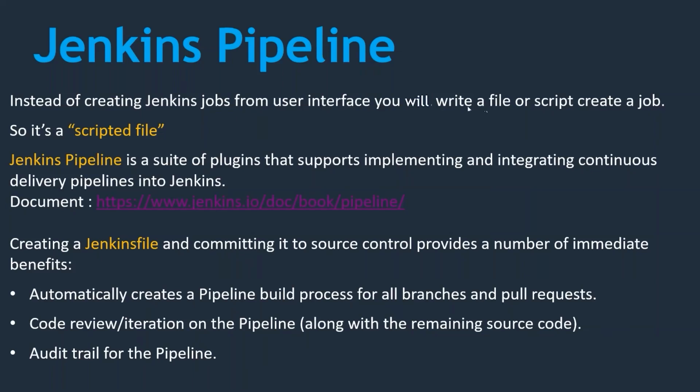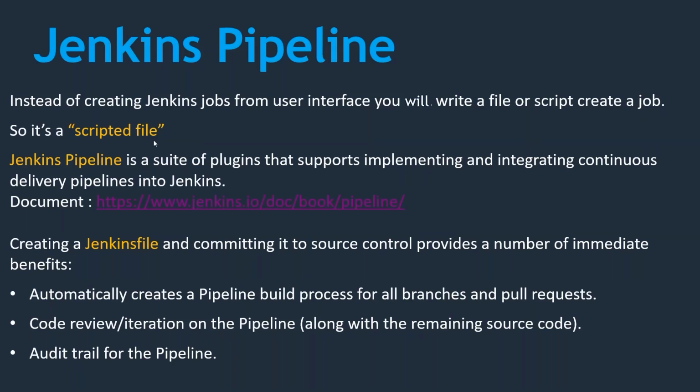The simple idea of Jenkins pipeline is, instead of creating Jenkins jobs from the user interface, nothing but the GUI, you write a file or script to create a job. You are going to write a Jenkins file or a Jenkins script, as we call it. So we are going to convert that into a script. That script we call a scripted Jenkins file or scripted file. The scripted file is going to help us create a Jenkins job. That is what it is going to do.